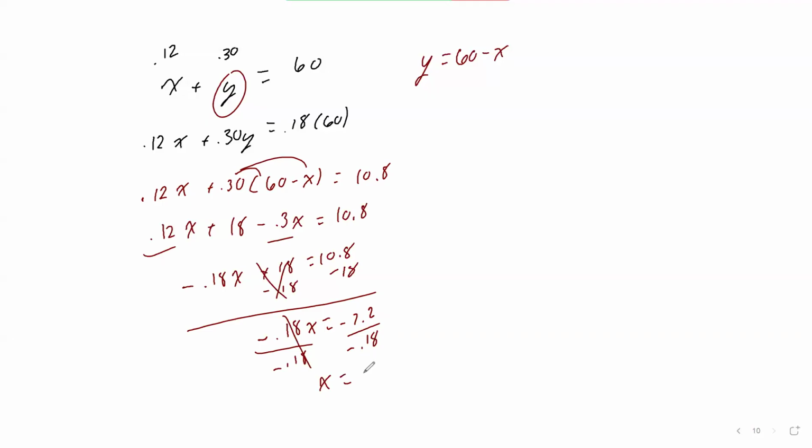And I get 40. But the question said, how many ounces each of a 12% and a 30% solution must be combined? Since I let X be the 12%, I need 40 ounces of 12% solution. And then I would need 60 minus that. So I would need 20 ounces of a 30% solution to produce a 60 ounce 18% solution.